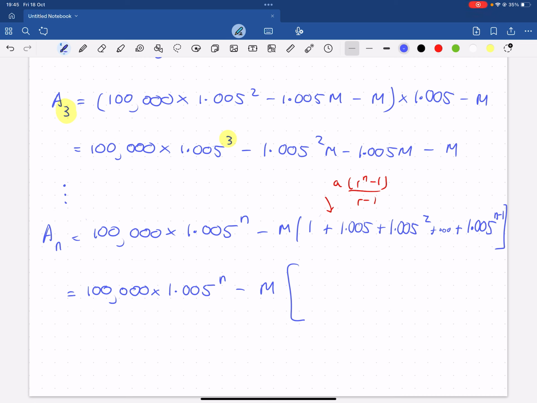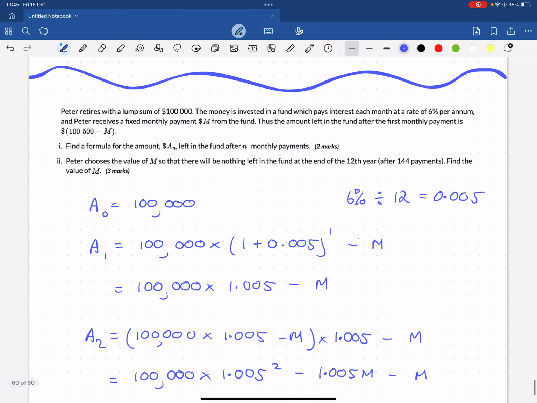Now a is the first term, which is 1, so we know that the common ratio is 1.005, to the n minus 1 over, well, 1.005 minus 1 is 0.005. Alright, and that's good enough for our formula. We've developed a formula now. Okay, if you're watching along, I want you just to pause it here, maybe screenshot that question there, because we're going to have a go at question 2.